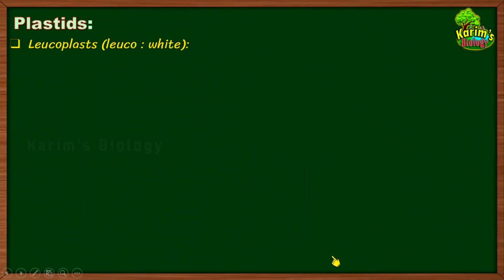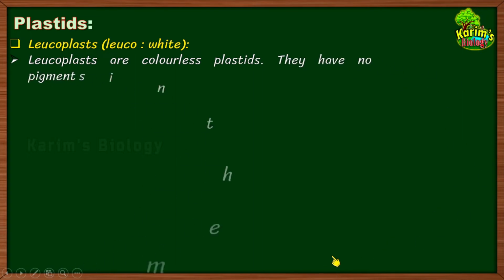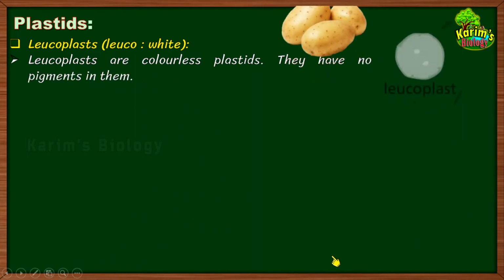Now first let us discuss leucoplasts. It is the first category of plastids. Leuco means white, as I told you. Then let us find out what is the important function of this leucoplast. They are colorless, as I told you earlier. And why are they colorless? They are colorless because they do not have any substance which gives color to them.